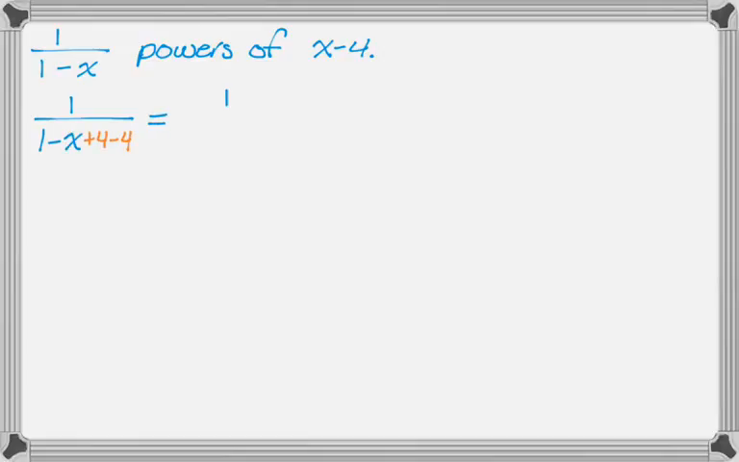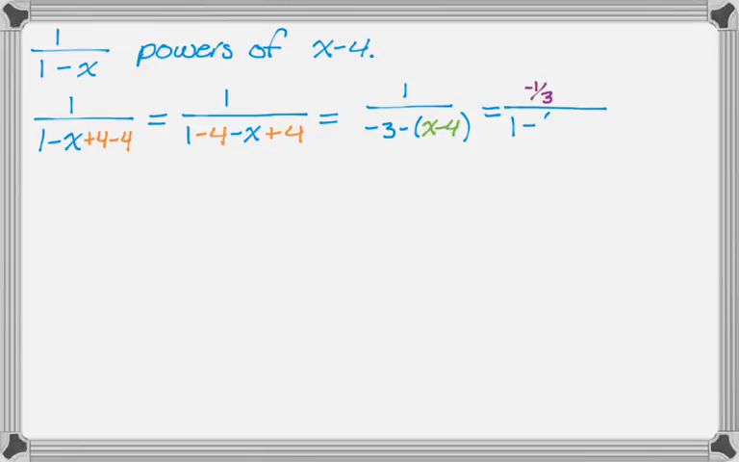So let's do it again in powers of x minus 4. It's going to be almost exactly the same thing. So I'm going to do plus 4 minus 4. I'm going to rearrange it so that I end up with x minus 4 in parentheses. So in this case, I put the minus 4 with the 1 and then the plus 4 with the negative x. I'm going to combine and then factor. So I have this. Divide through by negative 3. So I get negative 1/3 minus the quantity x minus 4 over negative 3.